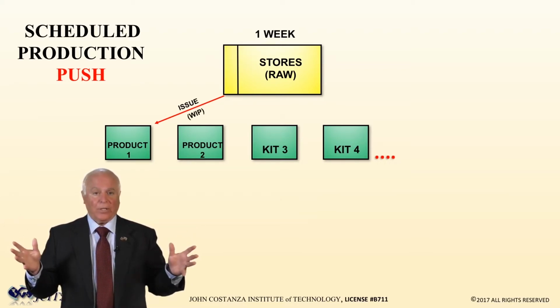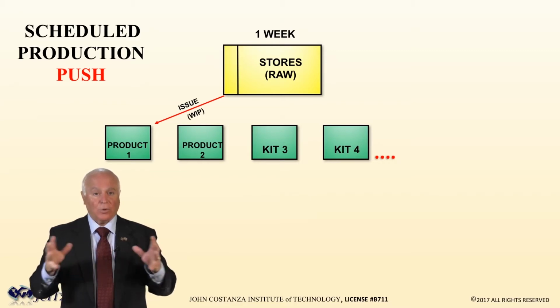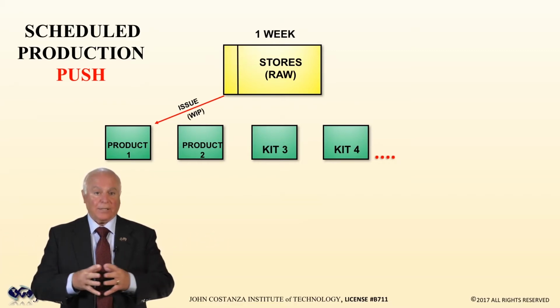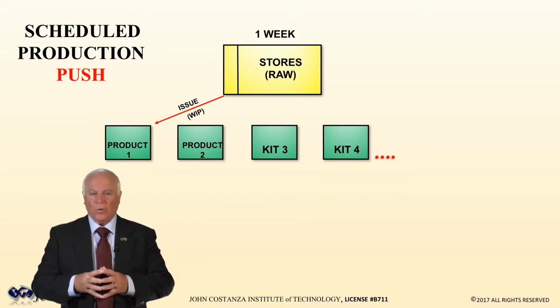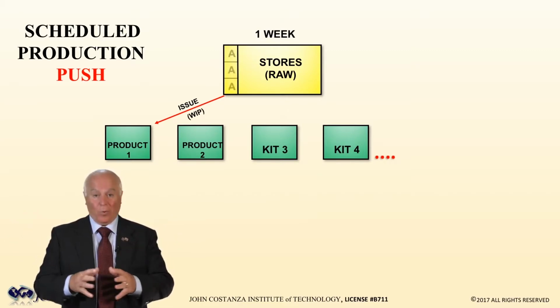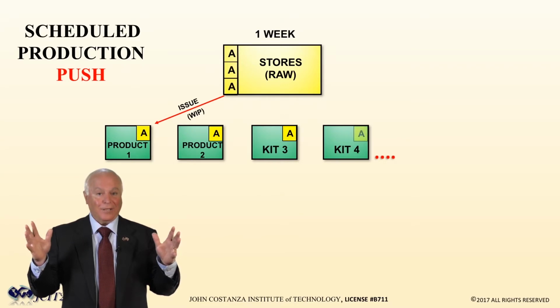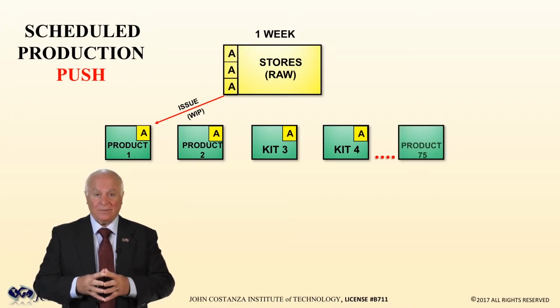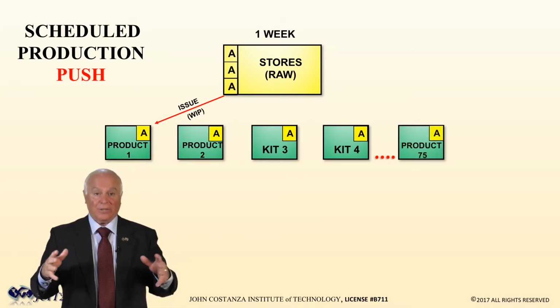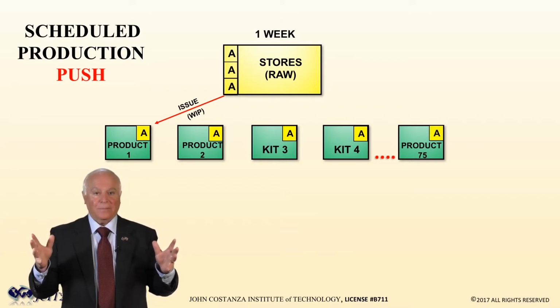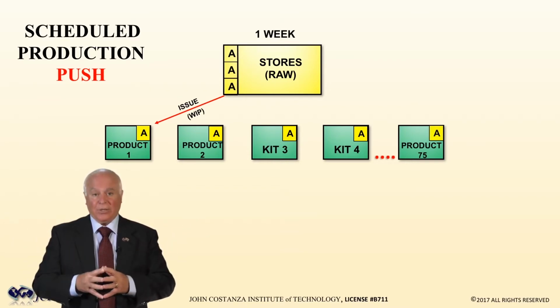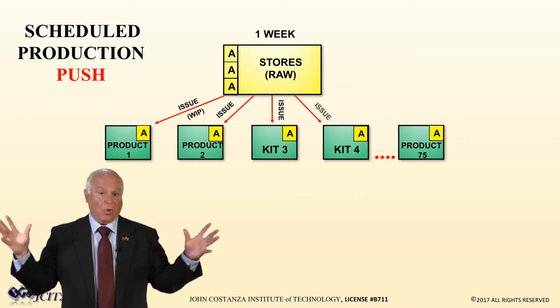Issues our raw material inventory from stores to work in process, WIP. In a family of products, what would the chance be of multiple products using the same part? More than likely, there is a very good chance. In our example, in our daily production schedule, we have issued material to build 75 different products from our family of products.